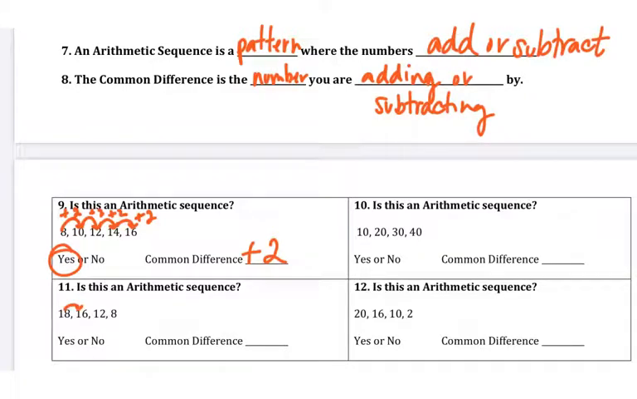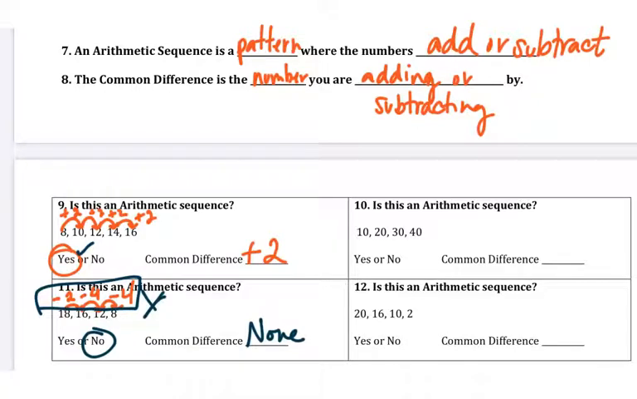Number 11, from an 18 to a 16, we subtract 2. From a 16 to a 12, we subtract 4. From a 12 to an 8, we subtract another 4. So when I look at this pattern, no, it's not the same number that's added or subtracted each time. So there is no common difference because we're not adding or subtracting by the same number each time. In this one, we were good because it was plus 2, plus 2, plus 2. This is not good because it's minus 2 and then minus 4 and then minus 4. Not the same.